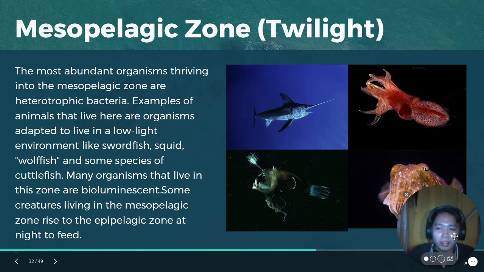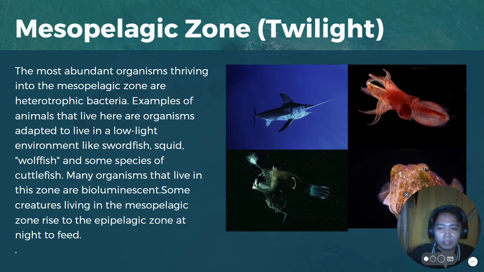So the most abundant organisms thriving in the mesopelagic zone are heterotrophic bacteria. Example of animals that live here are organisms adapted to live in a low light environment like swordfish, some species of squid, wolffish, and some species of cuttlefish. Many organisms that live in this zone are bioluminescent. Some creatures living in the mesopelagic zone rise to the epipelagic zone at night to feed.